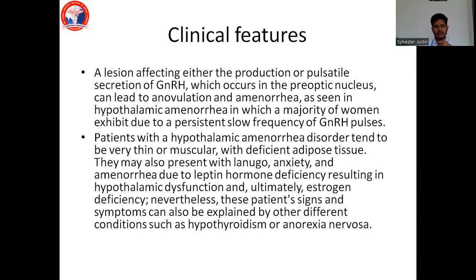GnRH, for example, if the lesion affects that nucleus, which is the preoptic nucleus, it can lead to anovulation and amenorrhea in women. In hypothalamic amenorrhea, women typically are very thin or muscular with deficient adipose tissue. They may also present with lanugo hair, anxiety, and amenorrhea.